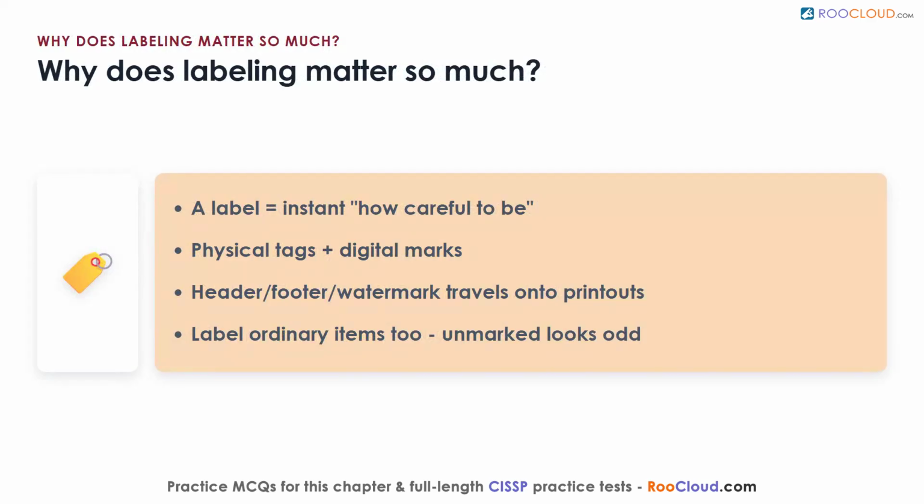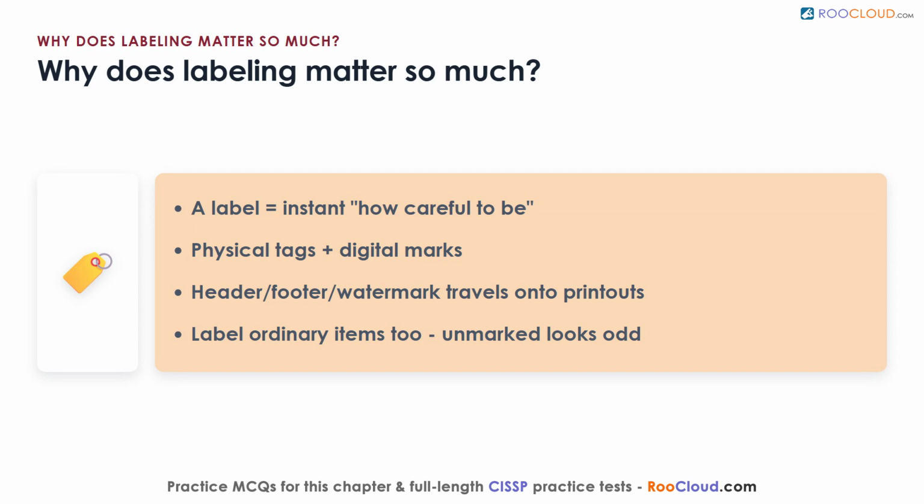Why does labeling sensitive data matter so much? Because a label tells everyone instantly how careful to be. A tape marked secret leaves no room for guessing. Labels come in 2 forms: physical tags on devices and digital marks inside files.